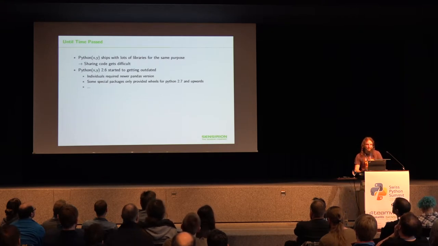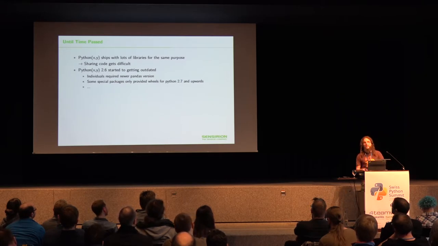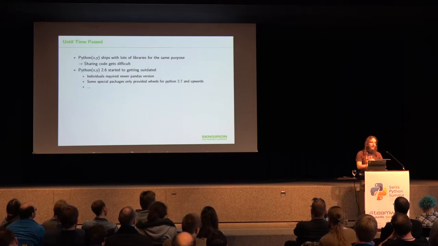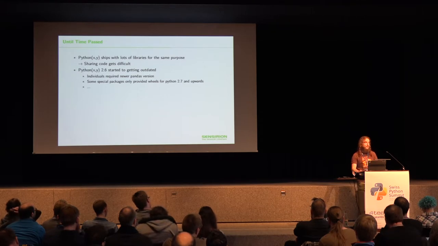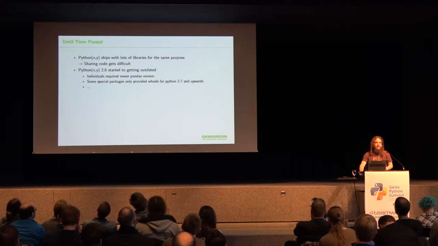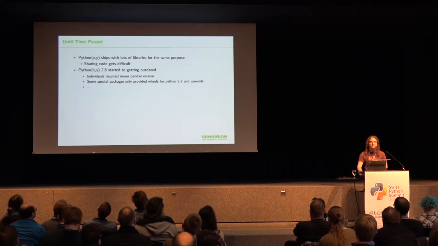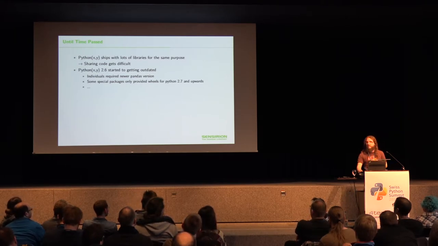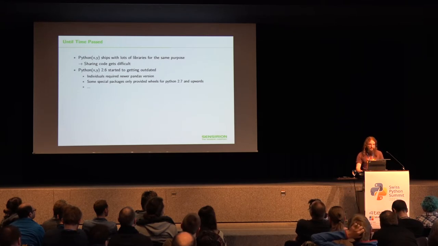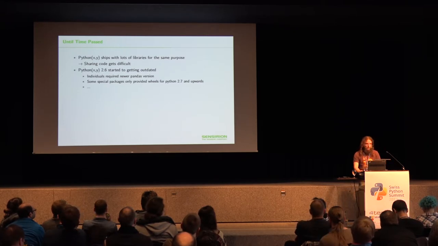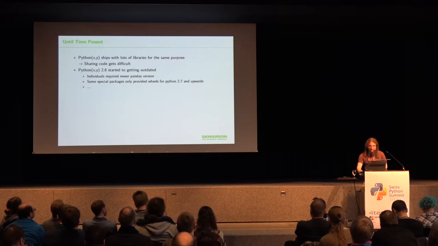So the problem is this distribution ships with a whole lot of libraries, sometimes for the same purpose. Some of these libraries are of rather low quality, and if you have different groups or people using different libraries, the exchange of code gets difficult. Also, Python 2.6 started to get outdated. I mean, jump forward 4 years, there was Python 3.5 and Python 2.7. Individuals also required newer versions of libraries, like the newer pandas version, which fixed a lot of bugs, and some special package only provided wheels for Python 2.7 and not 2.6.